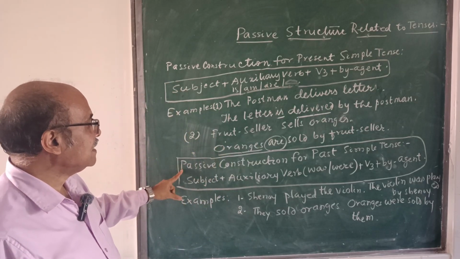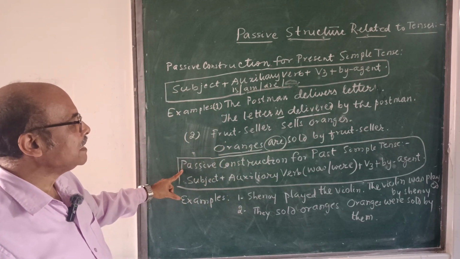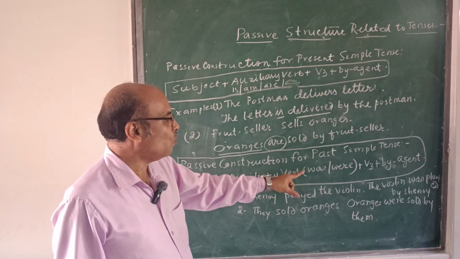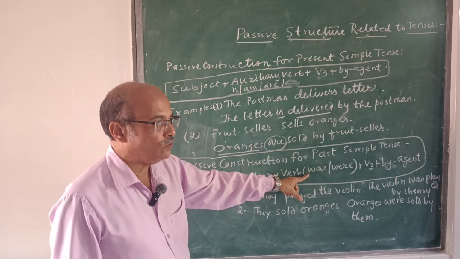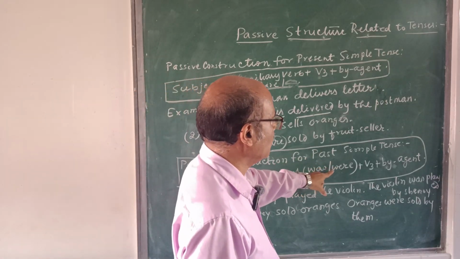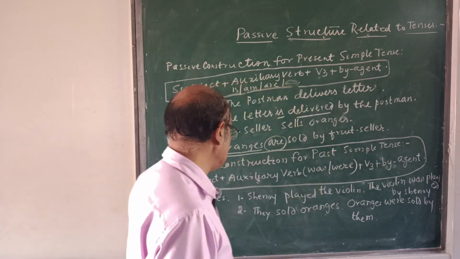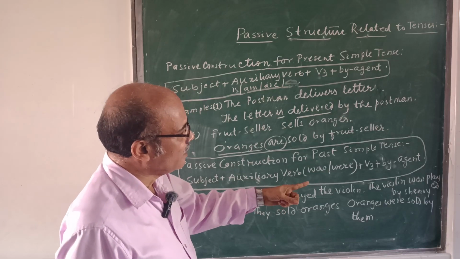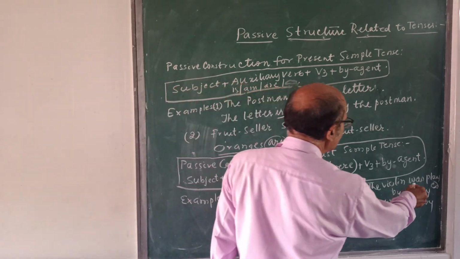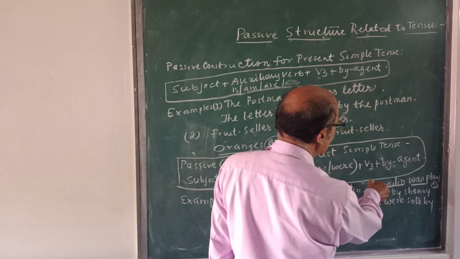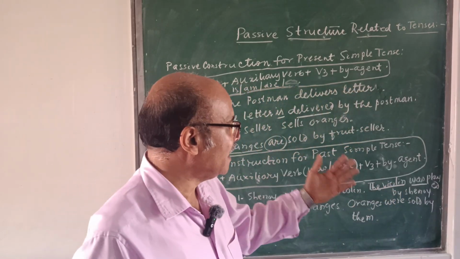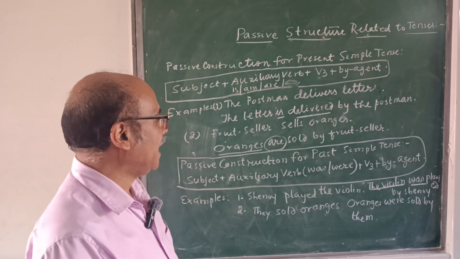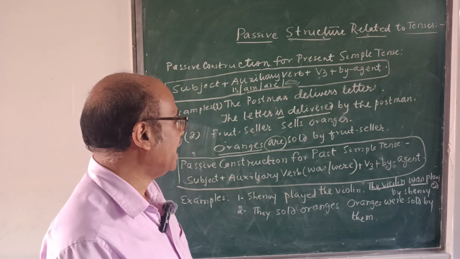Next, let's see passive construction for past simple tense. Subject, auxiliary verb, was or were will be used: was for singular noun and were for plural noun, plus V3 plus by agent. Let's see some examples. Sinoy played the violin. The violin was played by Sinoy. Was is used because it is the name of an instrument, third person. Played is your V3, and then by agent, by Sinoy.